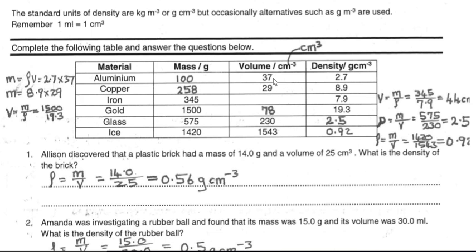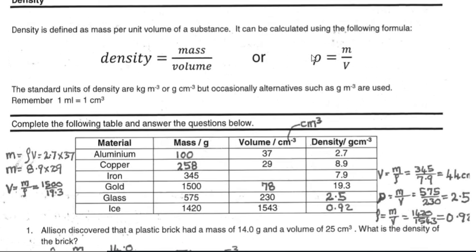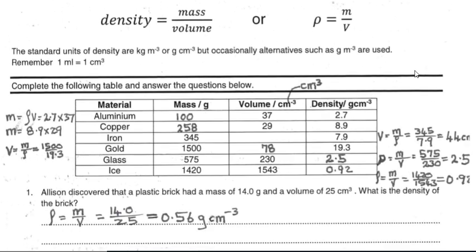If you want to calculate the volume, you need to know both the mass and the density, and you do volume equals mass divided by density. And if you need to calculate the density, you need to already know the volume and the mass, and you use density equals mass divided by volume in that case. So that's just rearranging the equation that we saw up here.